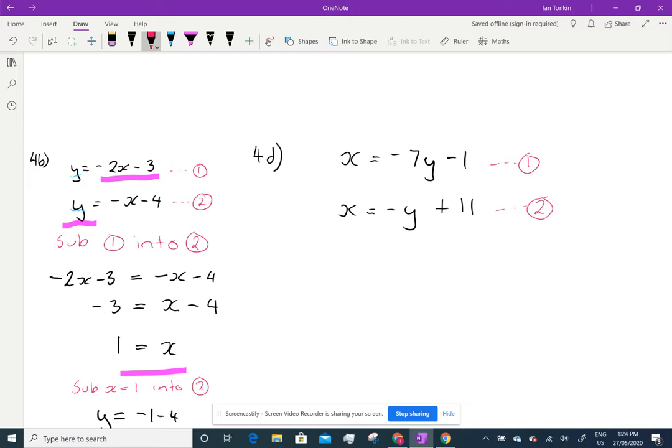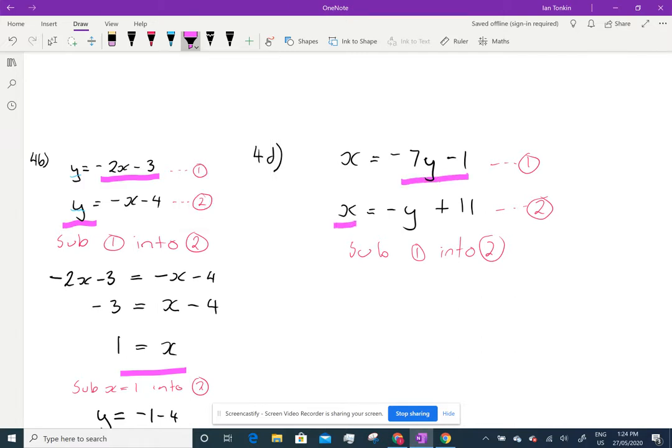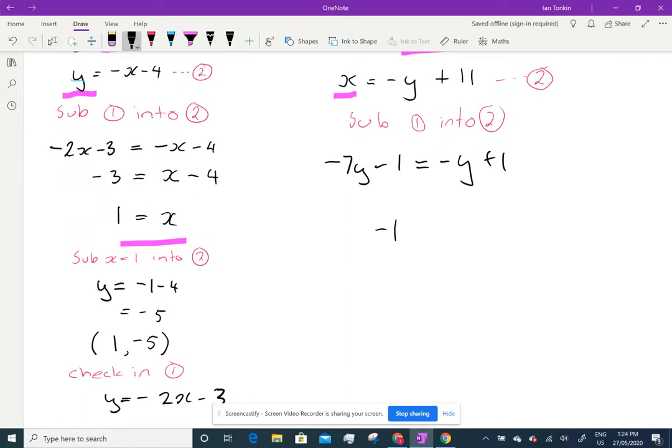Success criteria, the next one, make x the subject of the equation. Well, x is already written as the subject of the equation, so I'm just jumping to the next step. I'm going to sub 1 into 2. So I get negative 7y minus 1 equals negative y plus 11. Add the 7y, negative 1 equals 6y plus 11.